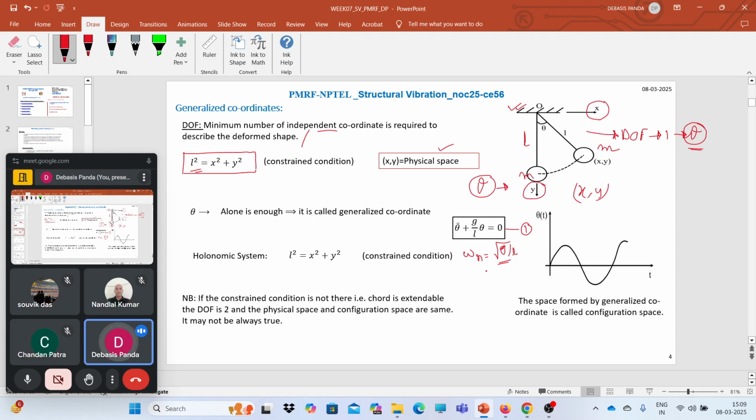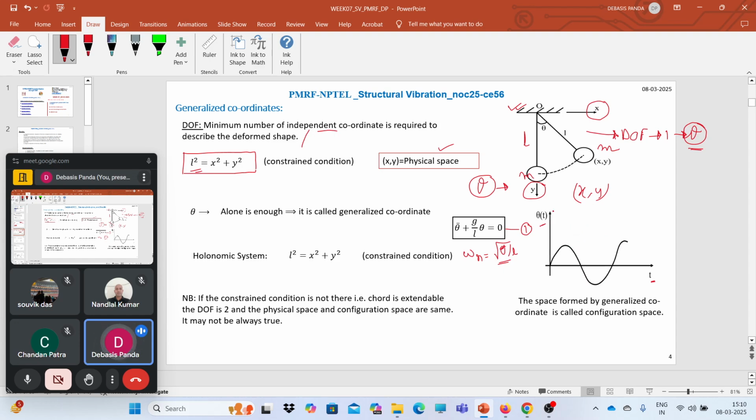So we can calculate the response using different techniques we have seen. Either we can go with the numerical techniques, like Newmark beta or Wilson theta or ODE45, whatever you want to use to solve the response. After solving the response, if you plot it, we will get time versus theta. If we plot, it will give this kind of response.